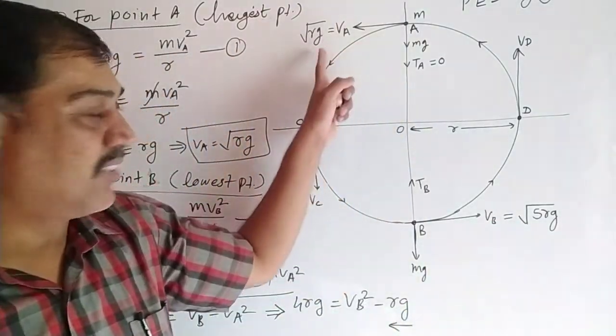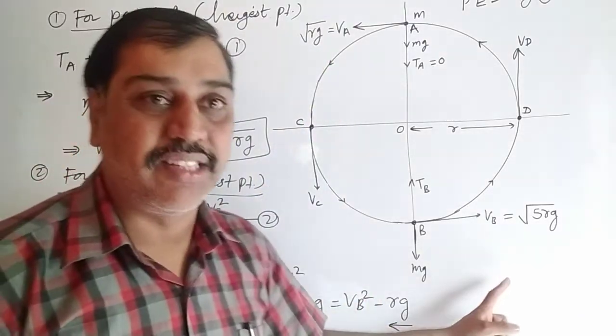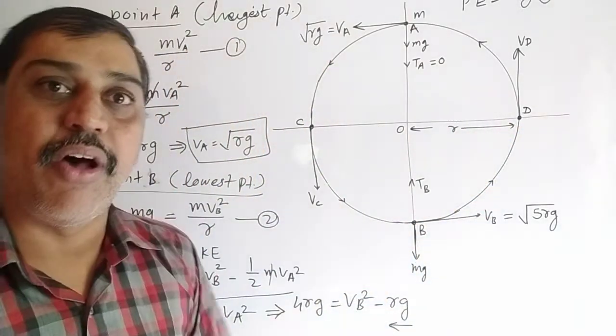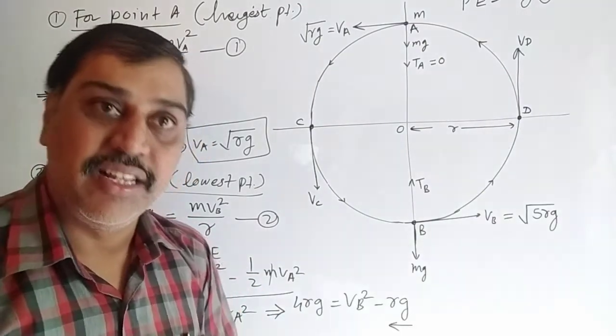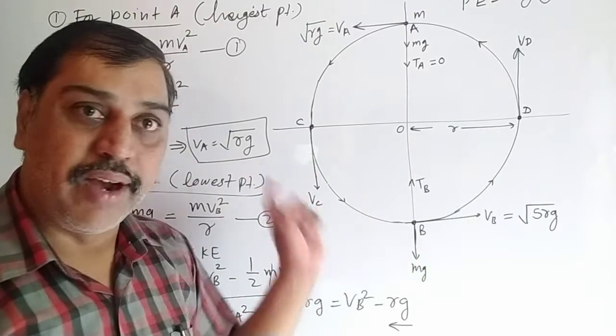At point A, velocity is this. At point B, velocity is this. At points C and D, velocity would be different. So that means the particle is moving with different velocities along the circumference of the vertical circle.